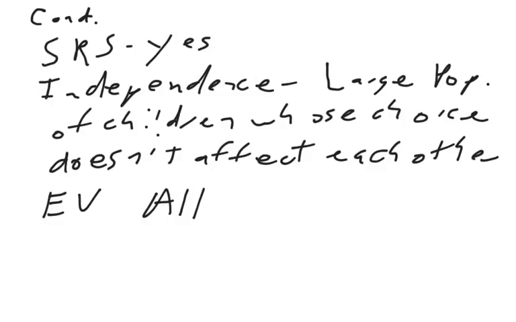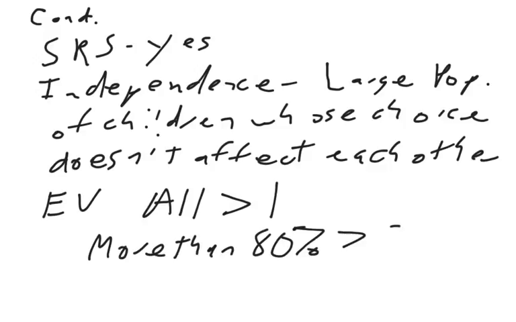The expected values: I'll go through the two that normally come up. All are greater than 1, and more than 80% are greater than 5. Actually we could have said that all of them were greater than 1, but these were the two that you want for the expected value. So those are the two expected value conditions.